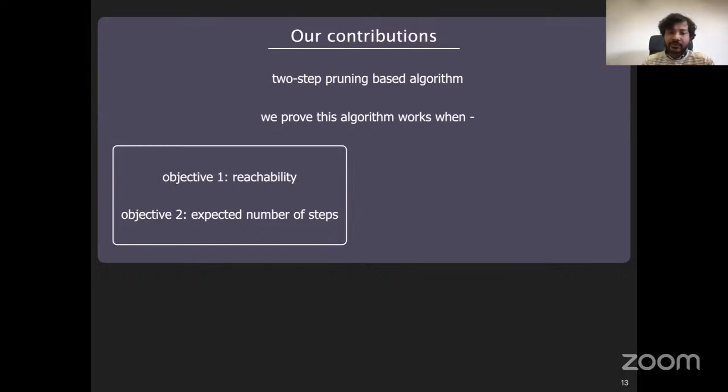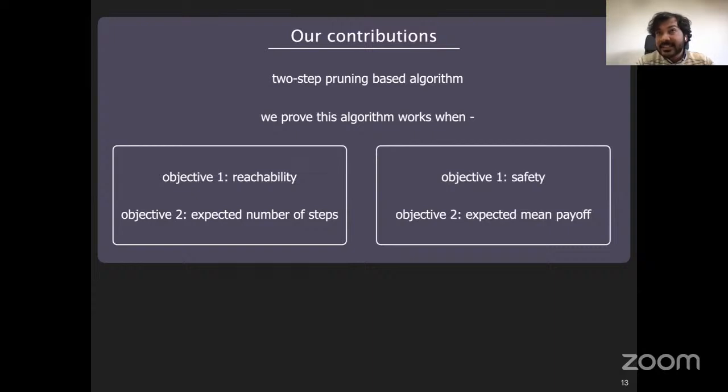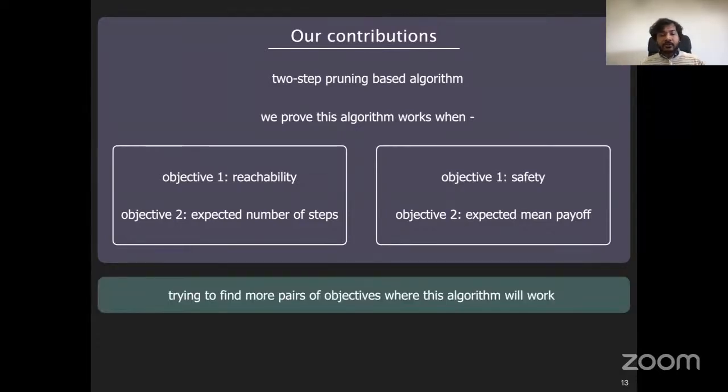This is what I explained so far, but it also works if your first objective is safety. When you consider the first objective to be safety, you want to find a strategy that will avoid visiting some states in the grid. And with this objective in mind, when we prune our MDP in the first step, we don't have any spurious strategies anymore, unlike the case for reachability. So when the first objective is safety, you can take your second objective to be anything and it will just work. And we are trying to find more pairs of objectives where this algorithm will work.